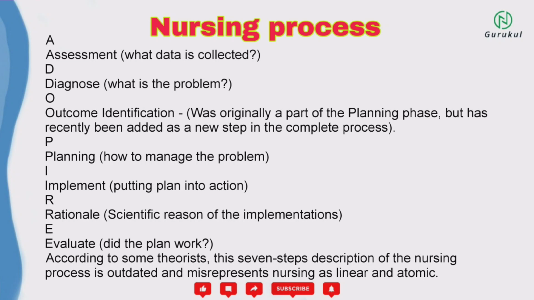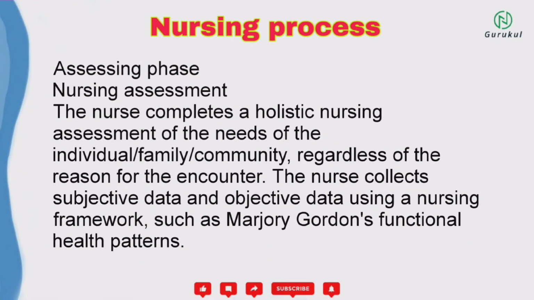According to some theorists, this 7-step description of the nursing process is outdated and misrepresents nursing as linear and atomic. So we will see the phases of the nursing process. First is the assessing phase. That's the nursing assessment. The nurse completes a holistic nursing assessment of the needs of the individual, family, or we can say the community, regardless of the reason for the encounter.